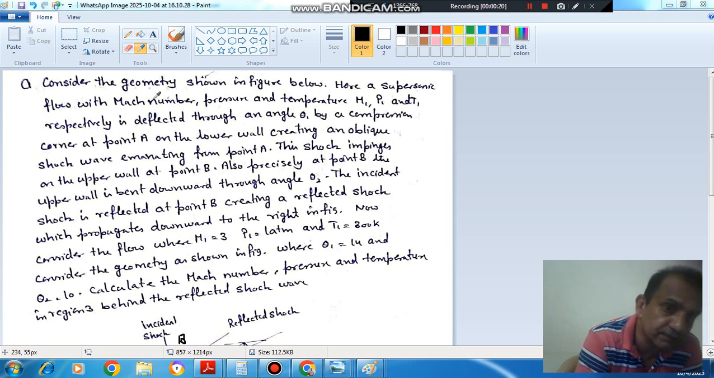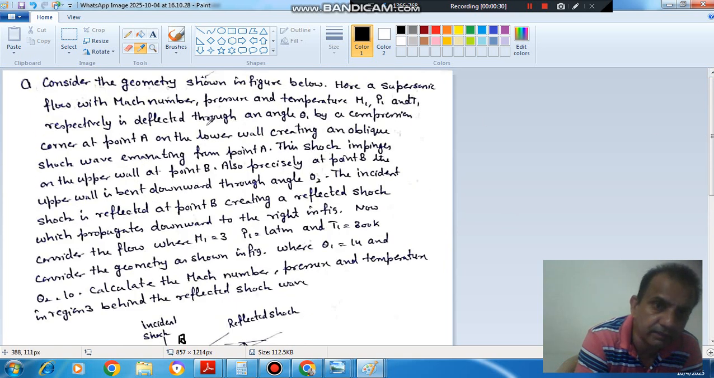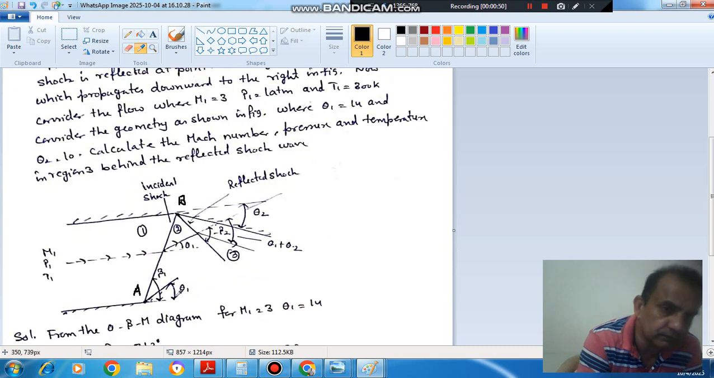The numerical is: consider the geometry shown in the figure below. Here a supersonic flow with Mach number, pressure and temperature M1, P1 and T1 respectively is deflected through an angle theta 1 by a compression corner at point A on the lower wall, creating an oblique shock wave emanating from point A. This is the flow having Mach number M1, pressure P1, temperature T1. It is deflected by an angle theta 1 by an oblique shock wave emanating from point A.